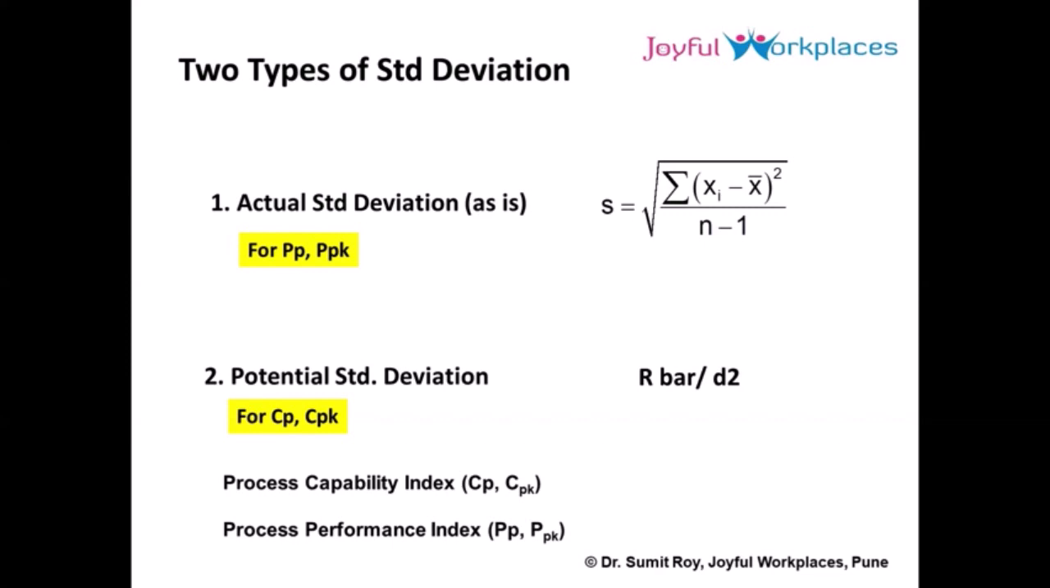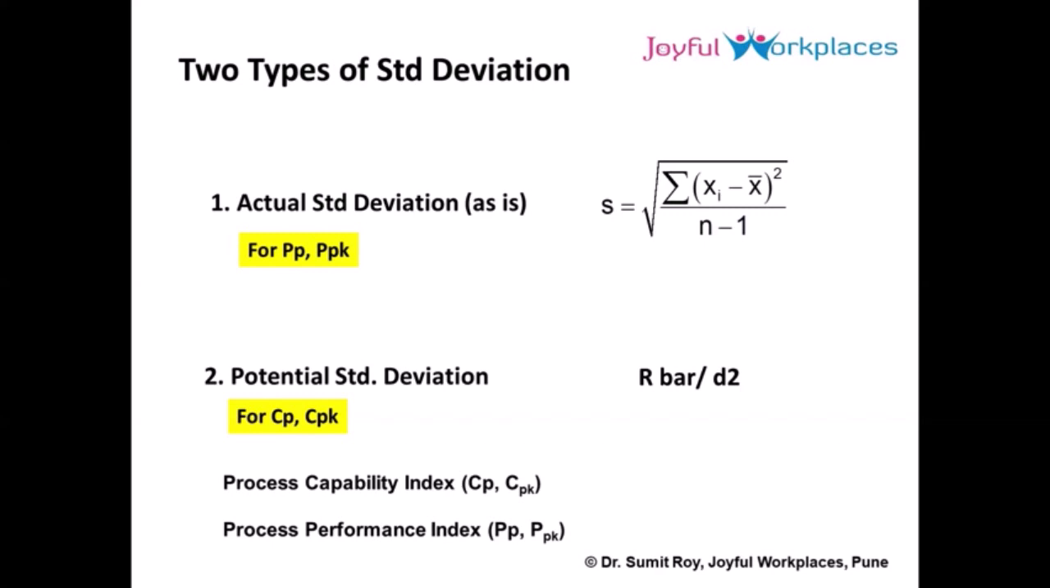Subgroup number 3: 1, 2, 3, 4, 5. Subgroup number 25: 1, 2, 3, 4, 5. For each subgroup, you calculate the average. So how many averages do you get? 25. And then you take the average of the averages. We call it X double bar. But don't bother about that. We are not going to use that much.